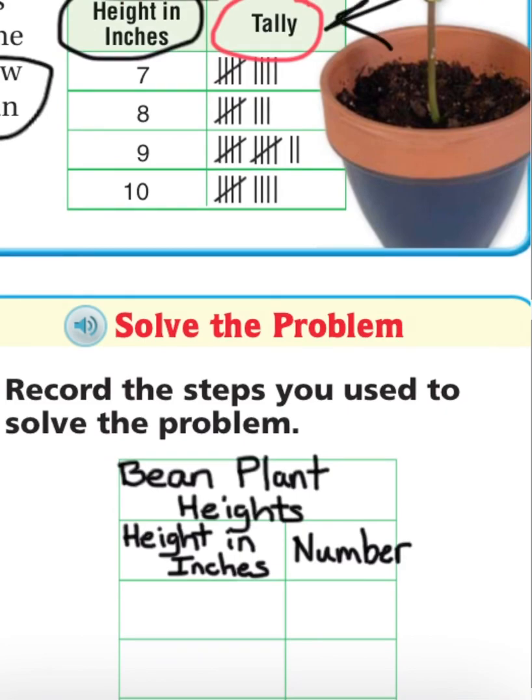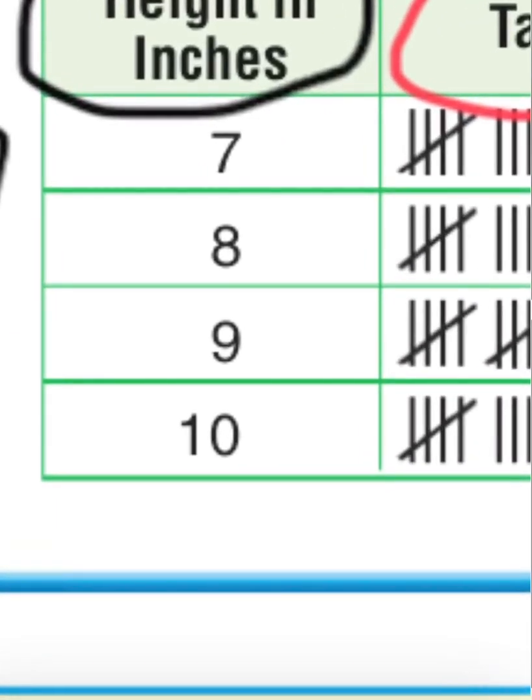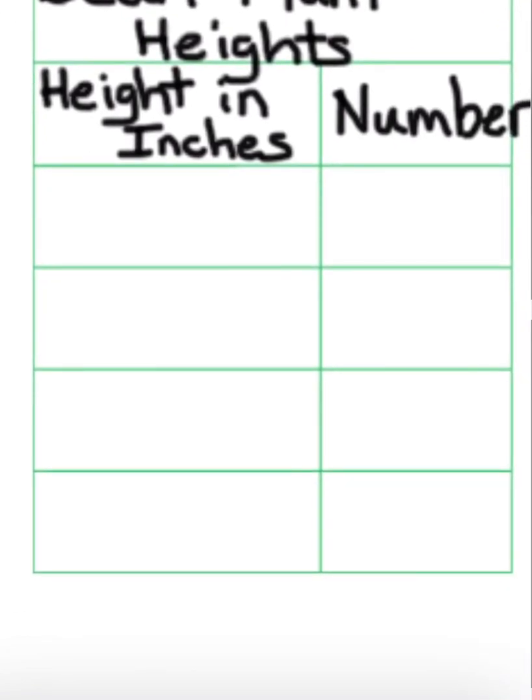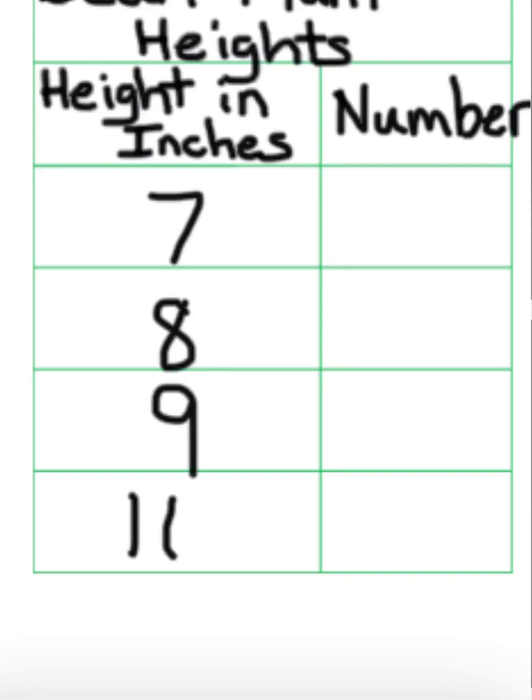table up above. Now, the height in inches, these guys right here, they will stay the same. So I can just go 7, 8, 9, and 10. I can go straight down to our frequency table and write 7, 8, 9, and 10, because the heights of those plants, that doesn't change.